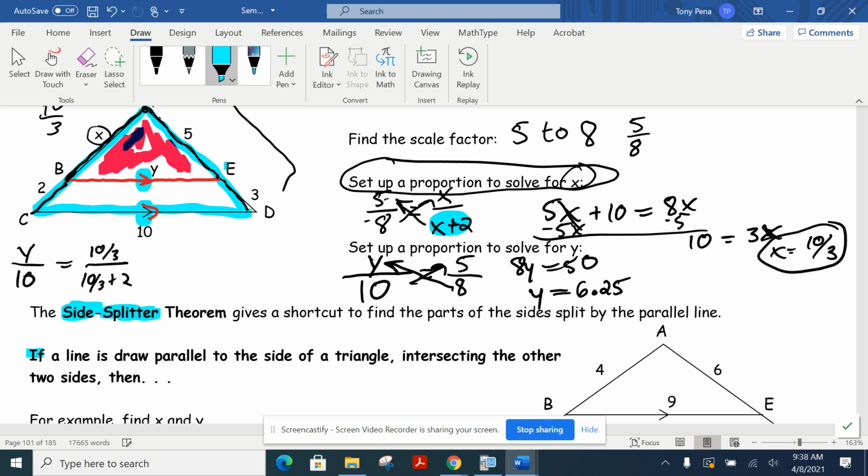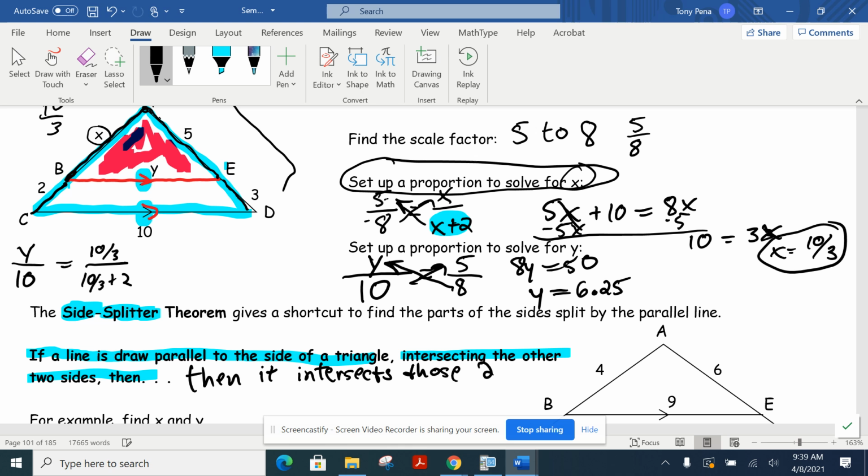So what this says, same exact first line at the top of the page. If a line is drawn parallel to the side of a triangle, so that's this red line that we talked about in the original problem, and it intersects the other two sides. So this red line right here satisfies what I have highlighted in blue down here. Then, and I don't know if you got this down yesterday, then it intersects those two sides proportionally.